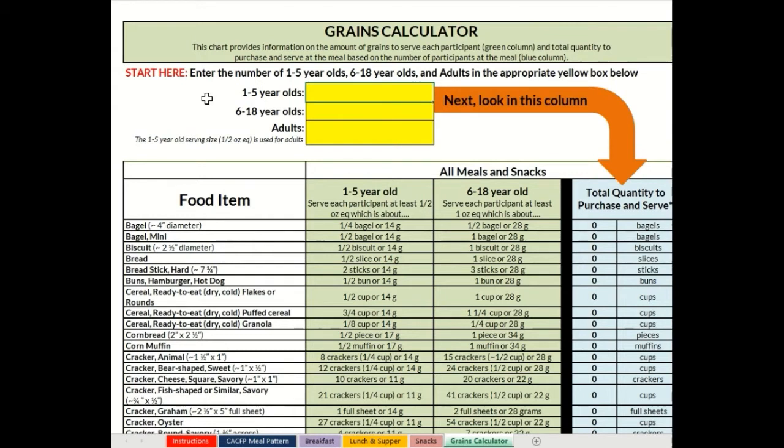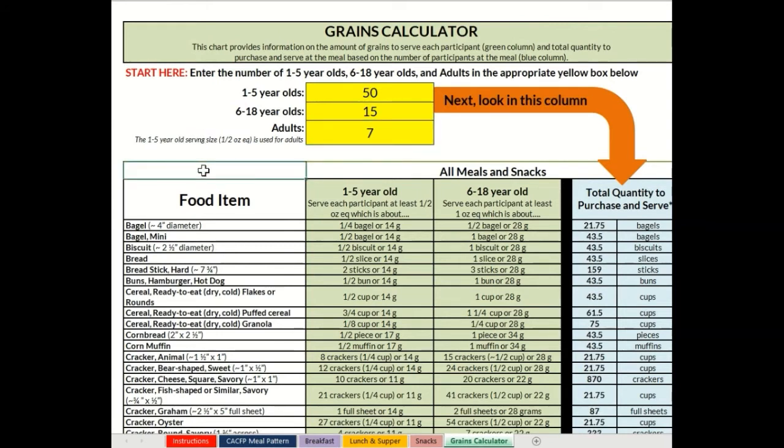Enter in the projected number of participants in the yellow boxes according to age. The 1 to 5-year-olds have the same serving size of grains. Therefore, the total of that age range is entered into the 1 to 5-year-old box, which is 50. We have 15 6 to 18-year-olds and 7 adults.